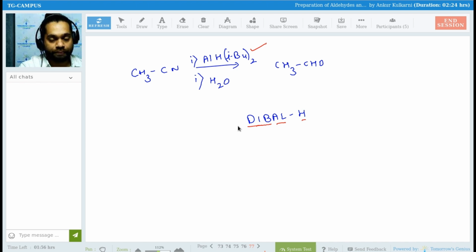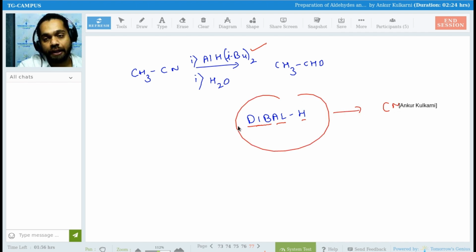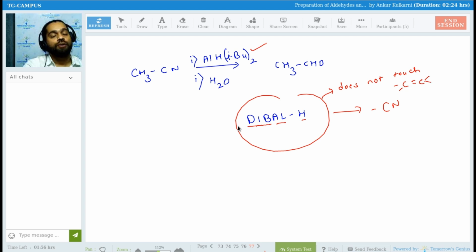DIBAL is selective only towards CN. It does not touch the C double bond C. If you want, write it down. The C double bond C remains unaffected.